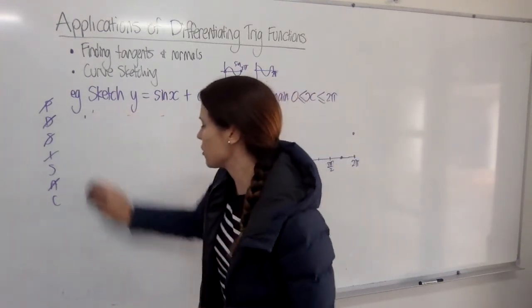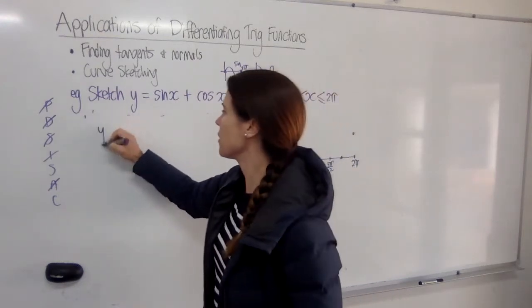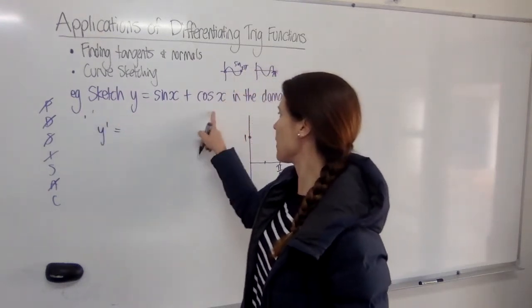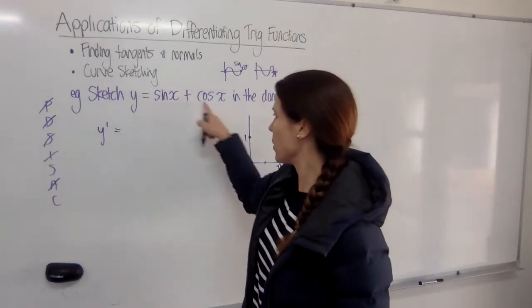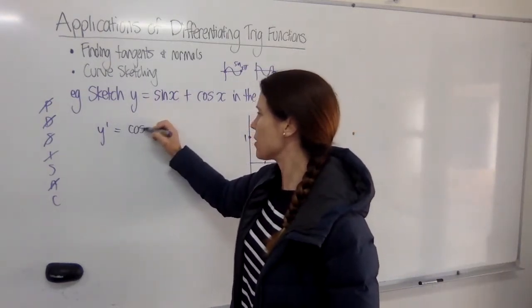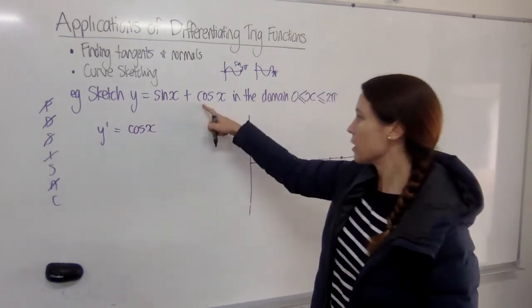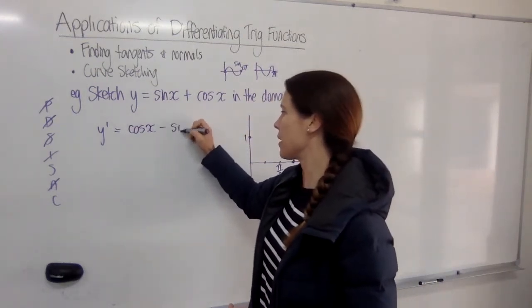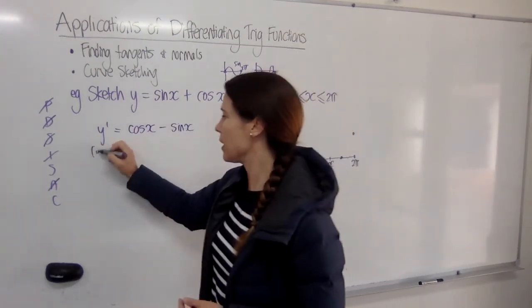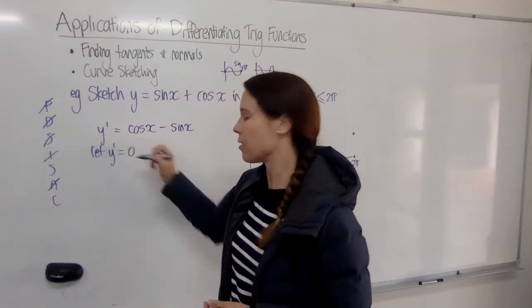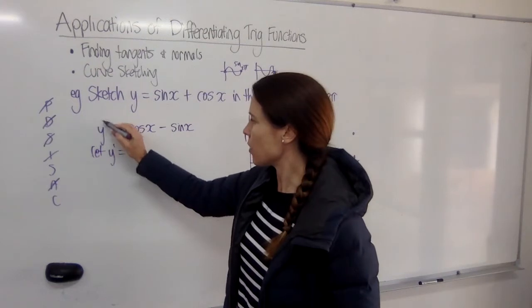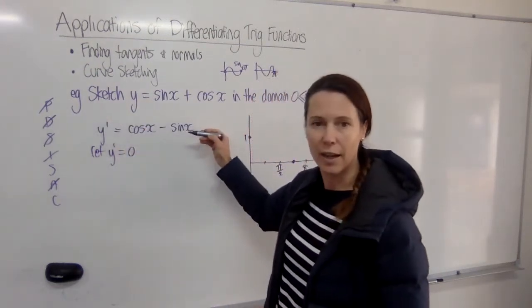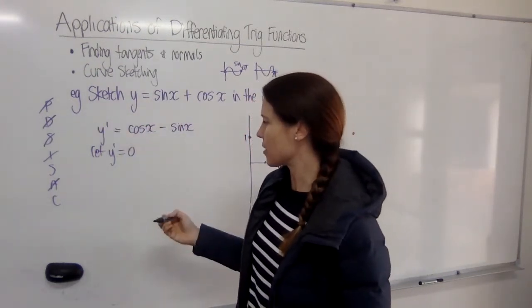Now, first thing I want to do is differentiate this. So let's find y dash so that we can find our turning points. Differentiating one part at a time, sine x differentiates to cos x, and cos x differentiates to minus sine x. If I let the first derivative equal 0, this will help me find my turning points. Letting this equal 0, I'm going to add sine x to both sides.